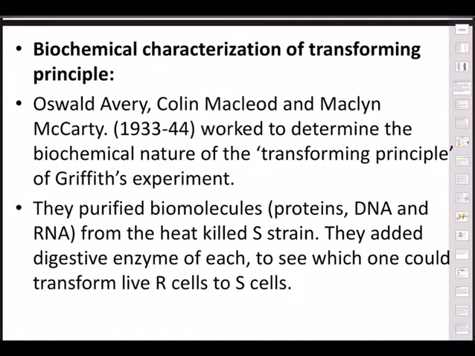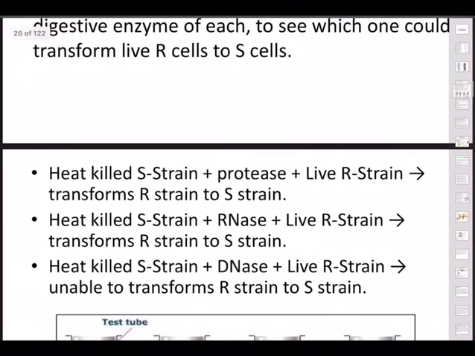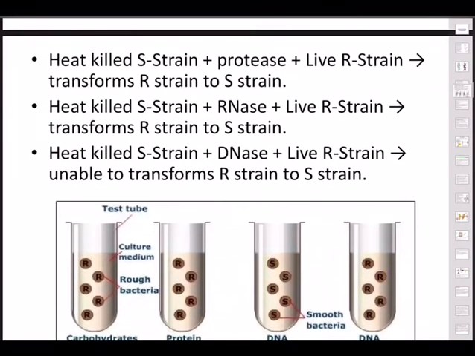What is that they have done? They purified biomolecules, proteins, DNA and RNA from the heat-killed S strain. They added digestive enzymes of each, like proteases, so that proteases will digest the proteins, DNases will digest the DNA, RNases will digest the RNA. Like that, they added digestive enzymes of each to see which one could transform live R cells to S cells, smooth cells. So here, the purpose is they want to determine out of the three which is exactly the transforming principle.